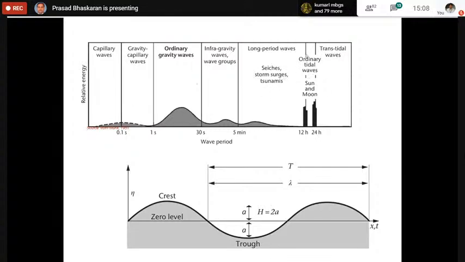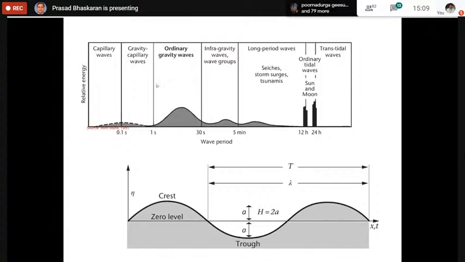Then the gravitational force due to astronomical bodies can create a different type of wave system, which are popularly called tidal waves. You have a time period from 12 hours to 24 hours. And beyond this you also have planetary waves, like the Rossby waves, Kelvin waves, Yanai waves, different types of wave systems. So this top figure basically gives you an idea of the different types of wave systems that can exist in the ocean.